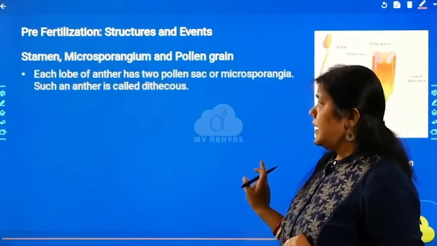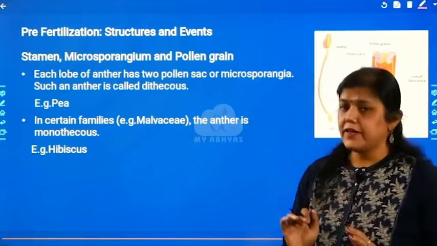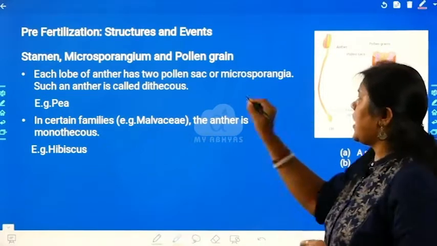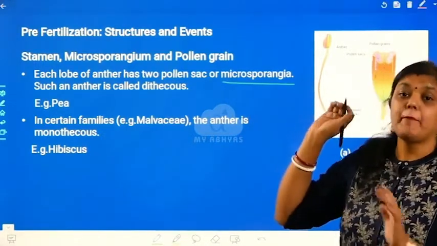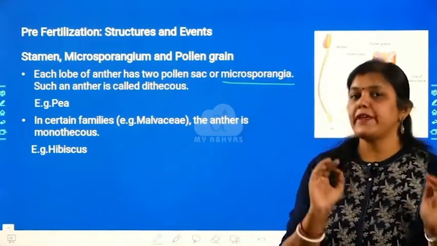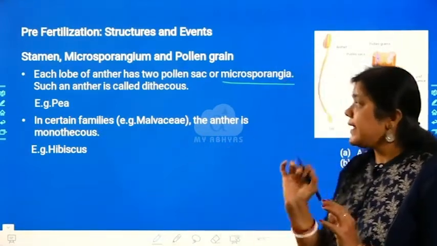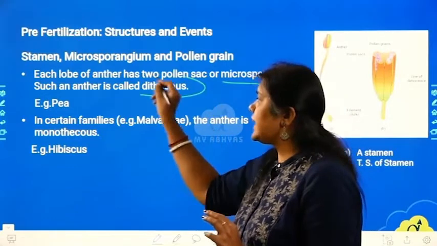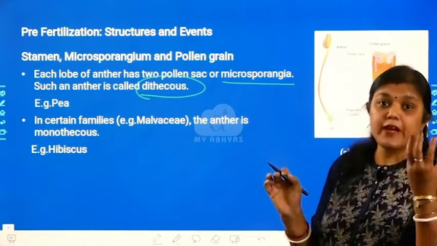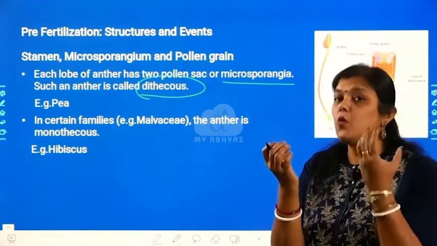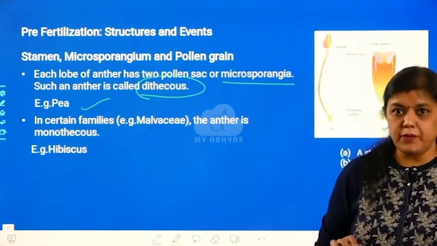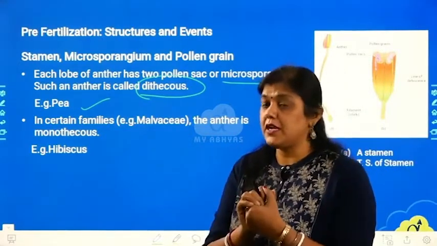Okay. Now each lobe of anther has 2 pollen sacs, also called Microsporangia. What is Microsporangia then? Microsporangia is nothing but the pollen sac. Did you understand? Microsporangia is nothing but the pollen sac. Such type of anther is called dithecous. What are they called? Dithecous. Theca means that particular anther lobe. Each lobe is called one theca. Then ditheca means 2, as we see in case of pea plants. If you see the pea plants, it has 2 thecas, and that is why it is called dithecous.